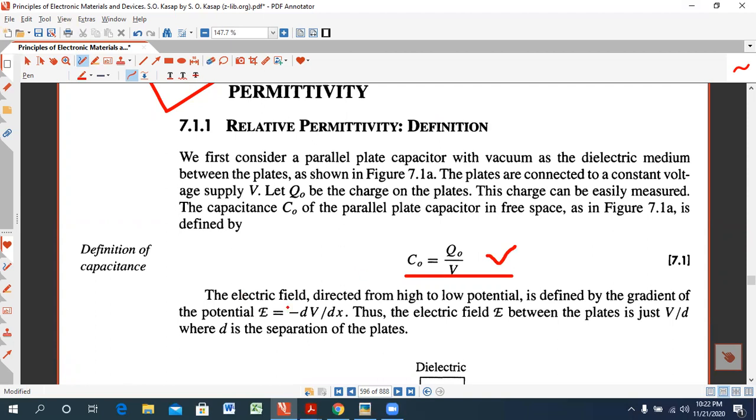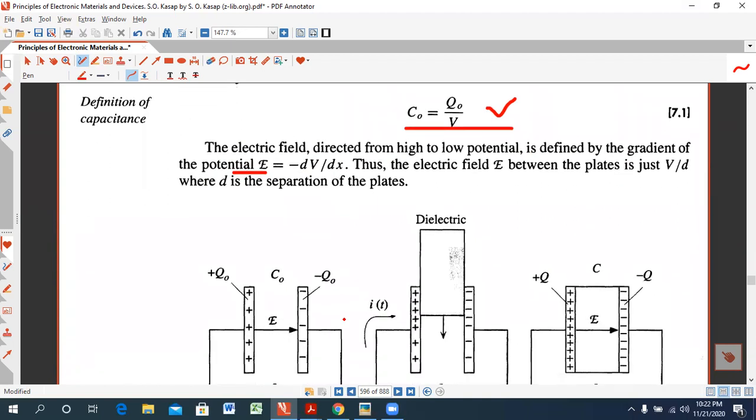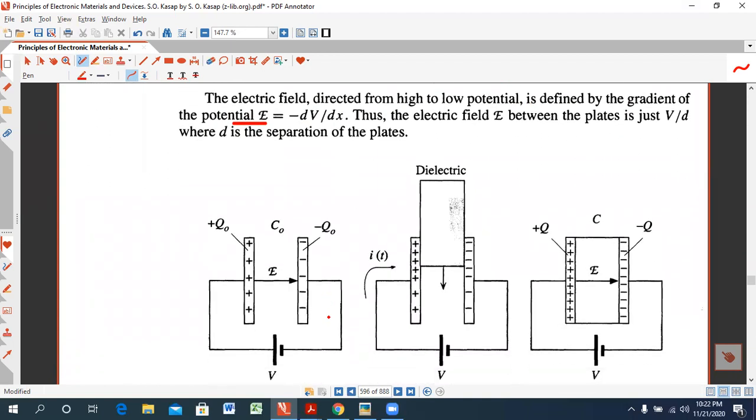Now we know the electric field, directed from high to low potential, is defined by the gradient of the potential: E equals minus dV divided by dx. This will also be explained by two figures. Let us assume we don't have any material between these two plates. These are plus Q naught and minus Q naught. This is defined as C naught, meaning the vacuum permittivity case.